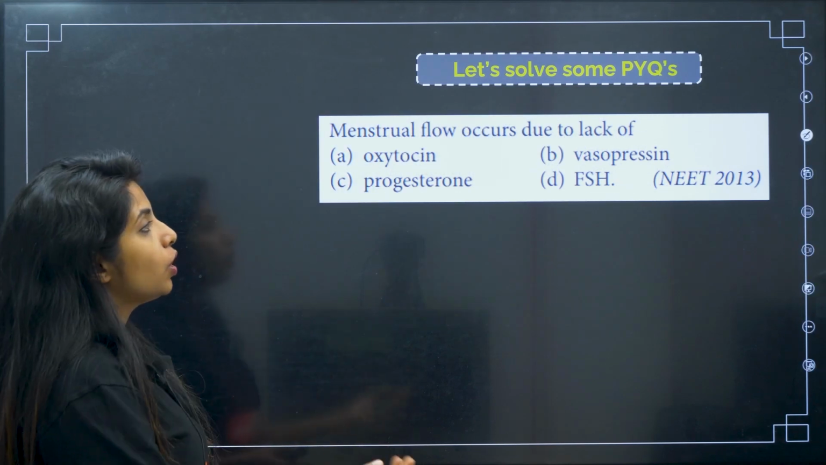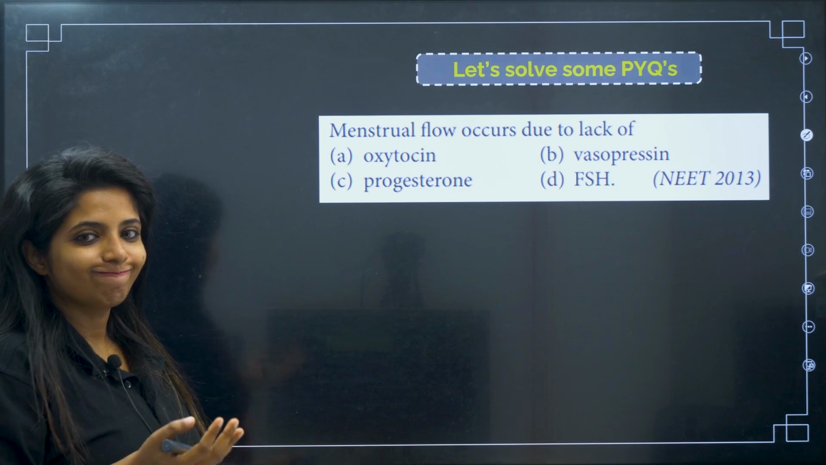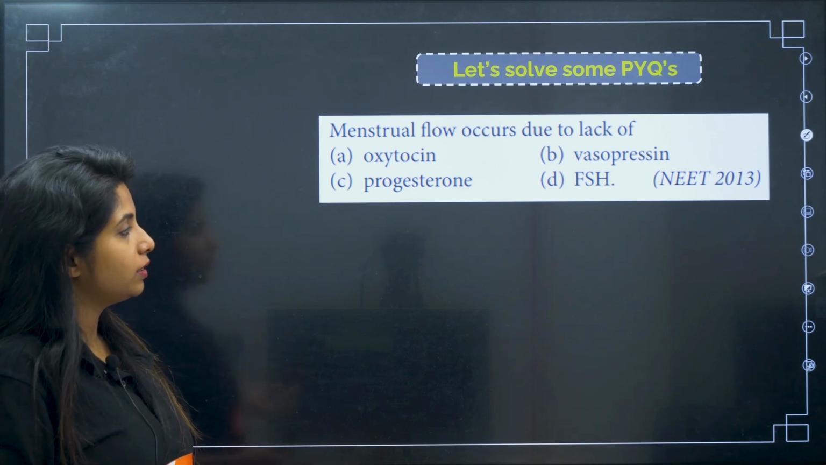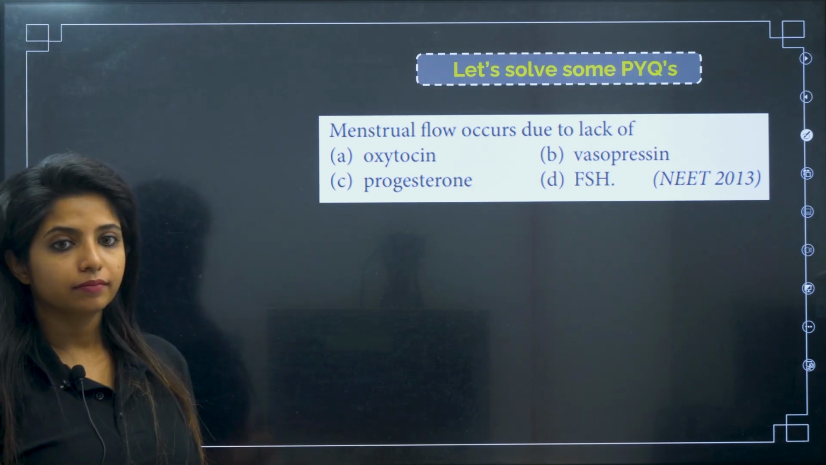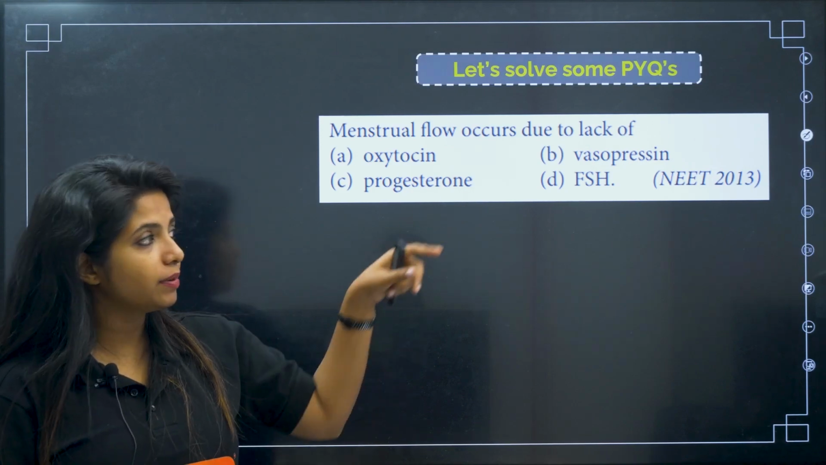Okay. Menstrual flow occurs due to lack of. Tell me. Options: oxytocin, vasopressin, progesterone, FSH. If the question was follicles are not found due to the lack of, then probably it would have been FSH.